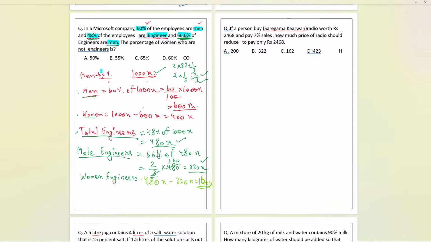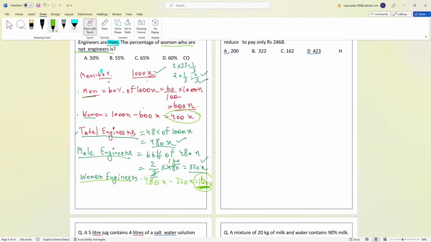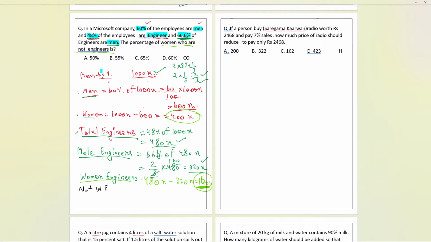Now finally what we need in the question: women who are not engineers. So women engineers are these many, 160x. And now if I talk about women who are not engineers, how many total women are there? 400. How many women engineers are there? 160. Can I now subtract? Yes. So let us subtract it. Women who are not engineers will be total 400x minus 160x only. I'll be getting 240x.